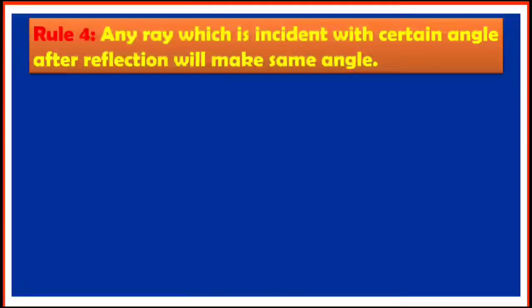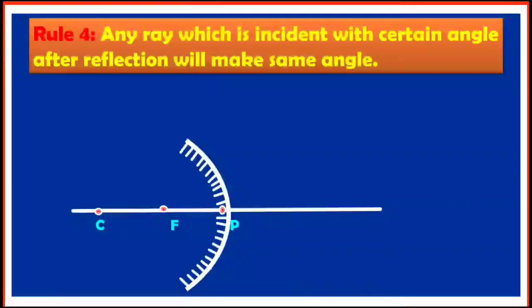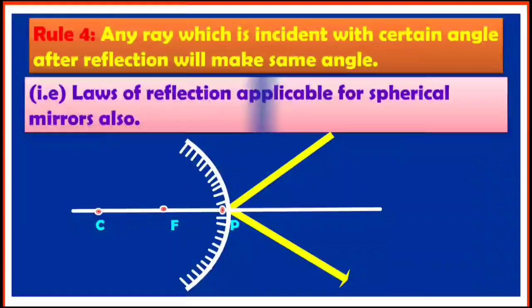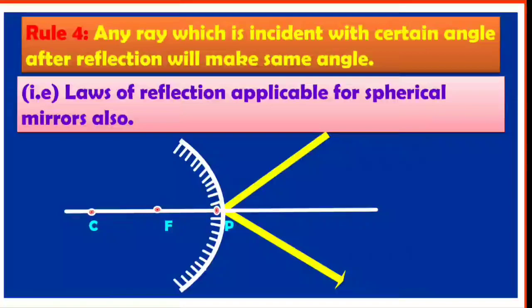Rule 4. Any ray which is incident with a certain angle, after reflection, will make the same angle. Here we can see a convex mirror. A ray which is incident with a certain angle, after reflection, will make the same angle. That means laws of reflection are applicable for spherical mirrors also. Remember, laws of reflection are applicable for plane mirrors and spherical mirrors, that is, all types of reflecting surfaces.